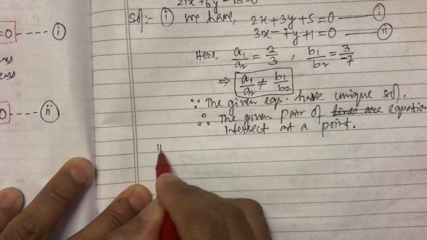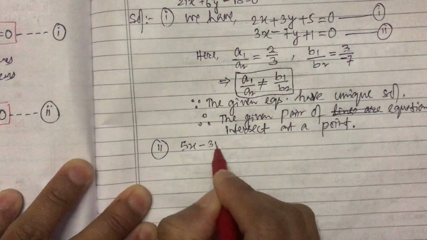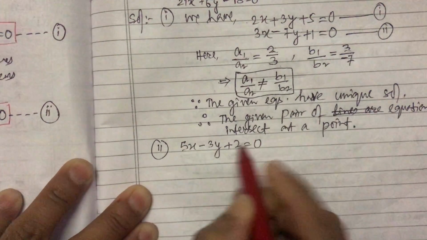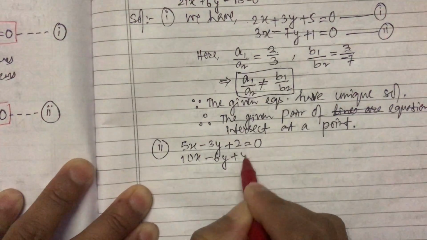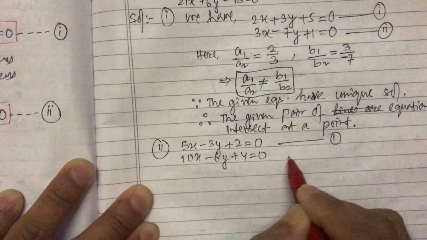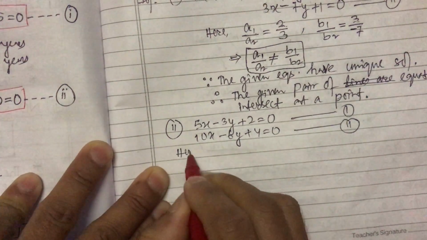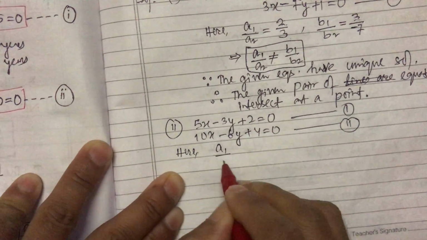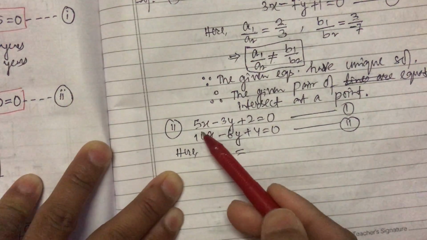Number two. Equation 2 is 5x minus 3y plus 2 equal to 0, and 10x minus 6y plus 4 equal to 0. This is equation 1 and equation 2. So let's find out a1 by a2. Here a1 by a2 is 5 by 10.